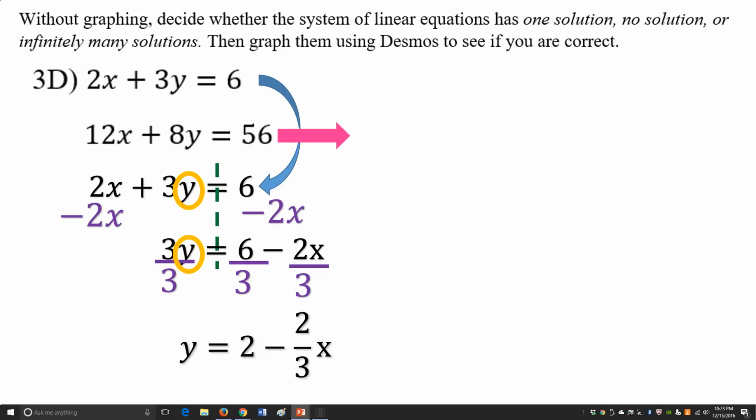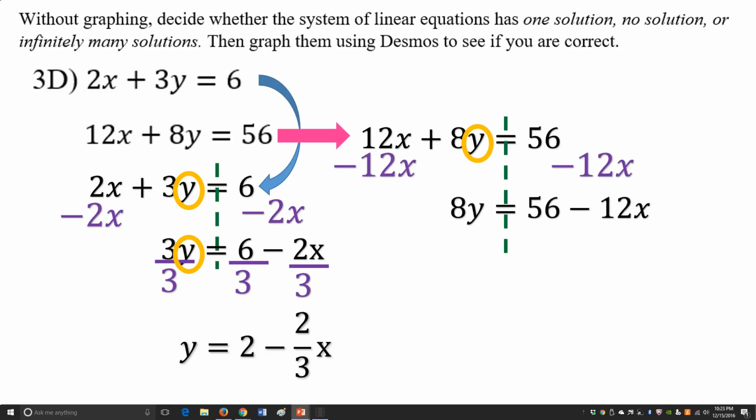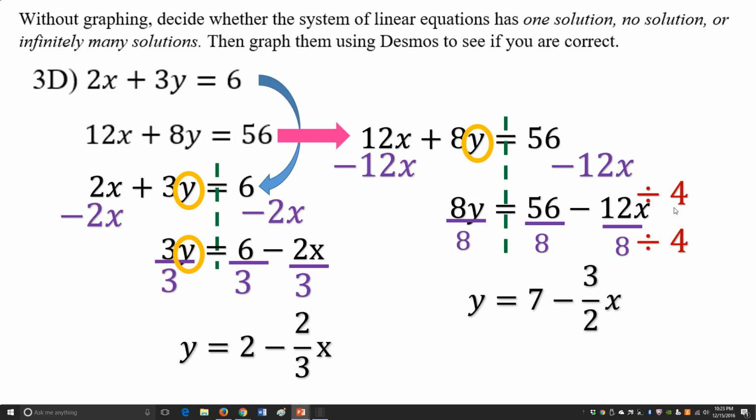We also need to rewrite the second one. So on this one, once again, please try it first. Circle the y. We need to get rid of the 12x first. So it becomes 8y equals 56 minus 12x. Then we need to divide by 8 to get rid of the 8 times y. And then we can also simplify this 12 over 8 fraction. We can divide both of those by 4. So 56 divided by 8 becomes 7. 12 divided by 4 becomes 3. 8 divided by 4 becomes 2. And we have y equals 7 minus 3/2 x.